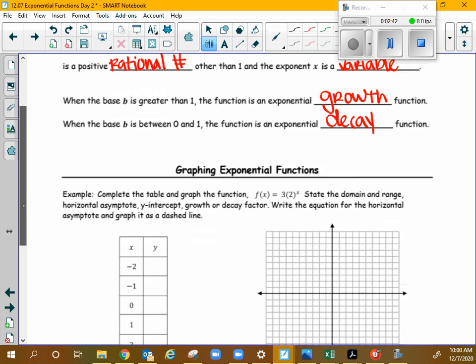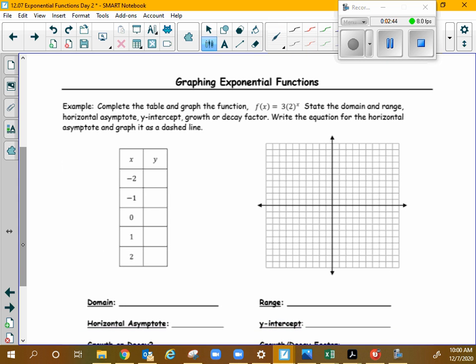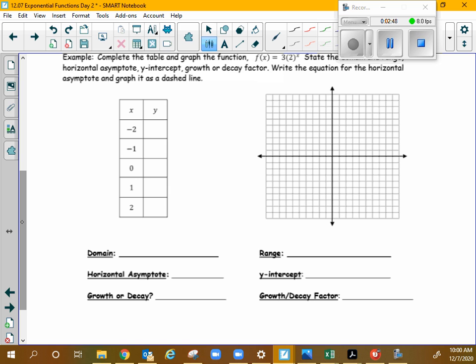Okay, so graphing exponential function, 3 times 2 to the power of x. Let's fill in some information that we know just by the equation. What does my equation tell me? Okay, the factor is 2. The y-intercept is 3. Is it growth or is it decay? Growth.